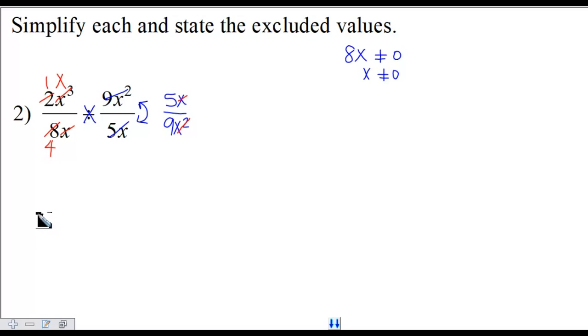Now that I've canceled or reduced everything that I can cancel or reduce, I will multiply all numbers or variables left in the numerator together. That will give me 5x. I'll do the same with the denominator. 4 times 9 is 36. Double check to see if I missed anything that could have simplified further. And if not, I'll go ahead and circle or box my answer.